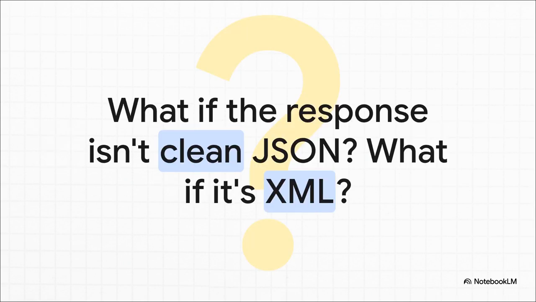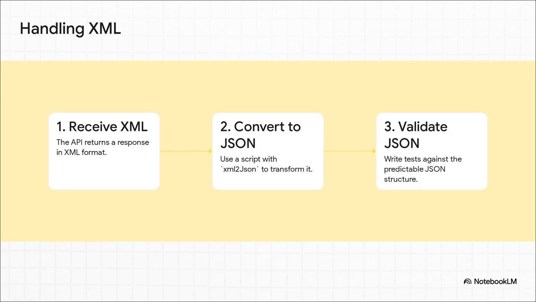Okay, this all sounds pretty great, right? But we all know the real world is messy. What happens when the API doesn't give you back a nice, clean JSON response? What if it returns something a little more old school, like XML? How in the world are you supposed to validate that? Well, Postman has a really elegant solution for this.